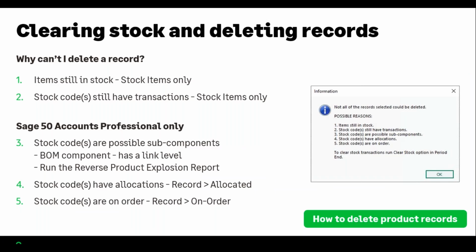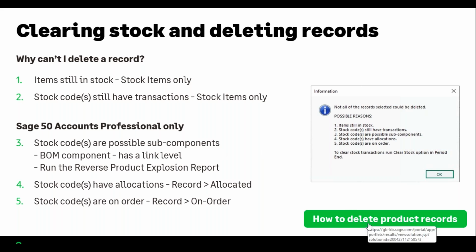But again, what I would suggest is running that reverse product explosion report. And where's that? So this report will essentially reveal to you why certain products cannot be deleted. I'll show you an example of it now.